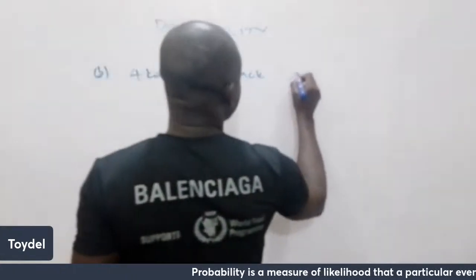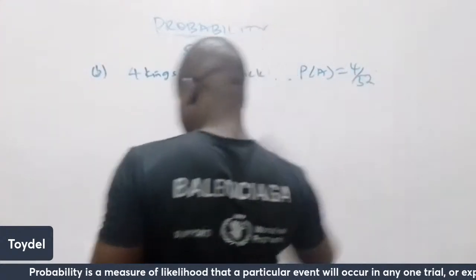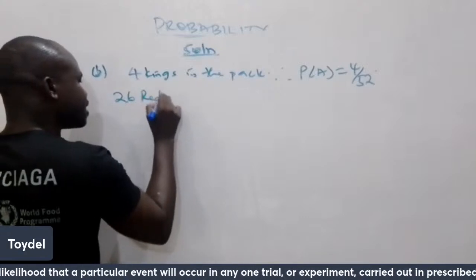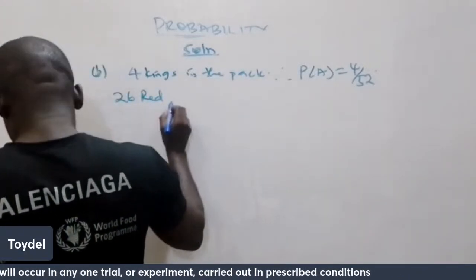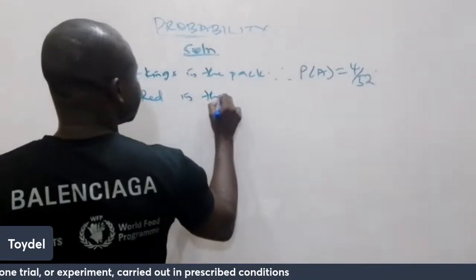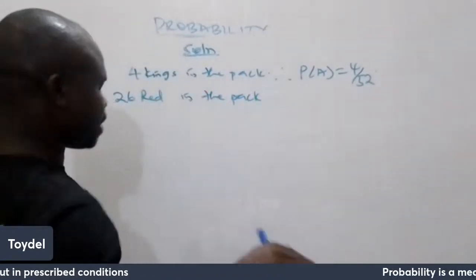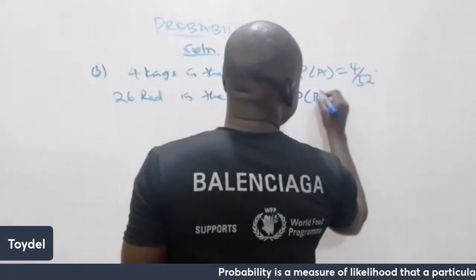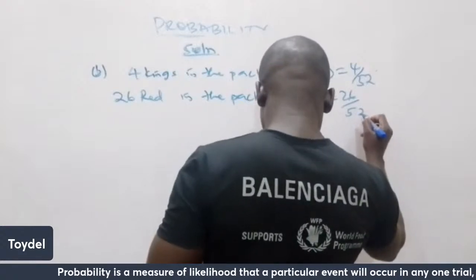Therefore, the probability of A will be 4 all over 52. Then we have 26 reds. There are 26 red cards in the pack. Out of 52, 26 are red, while 26 are black. So if that is the case, then to have a red card, the probability of B will now be 26 all over 52. That's what we are going to have.